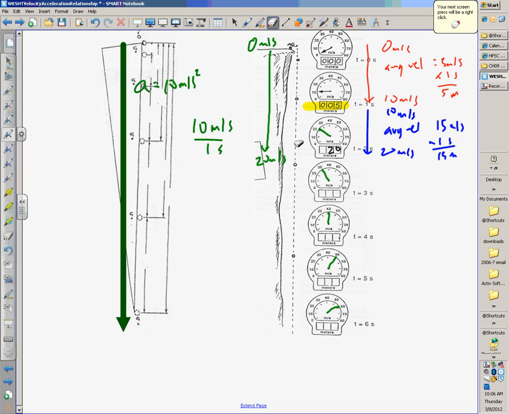Just move it and then draw the line. So that means that the average during this time frame here was how much? 10 meters per second. But the one thing that's different is how much time has gone by. 2 seconds, right? So we have to multiply that by 2 seconds for a total of what? 20 meters.